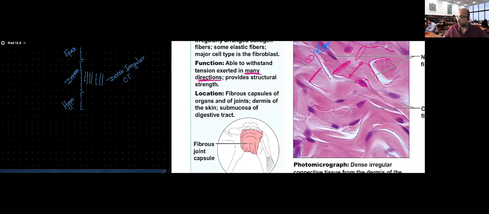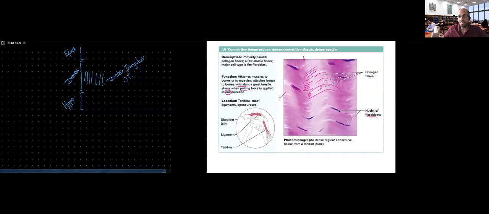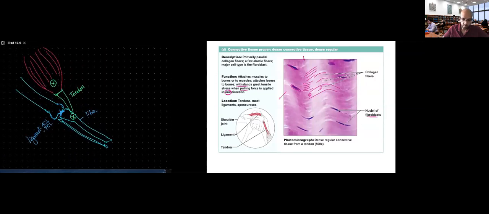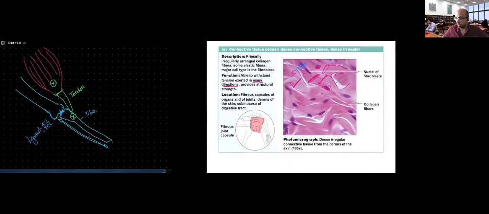So again, where do I have dense regular connective tissue? In my tendons and ligaments. Where do I have dense irregular connective tissue? Where do you need tensile strength and accommodating tension in many directions? In the dermis of the skin, your joint capsule, and your organ capsules.